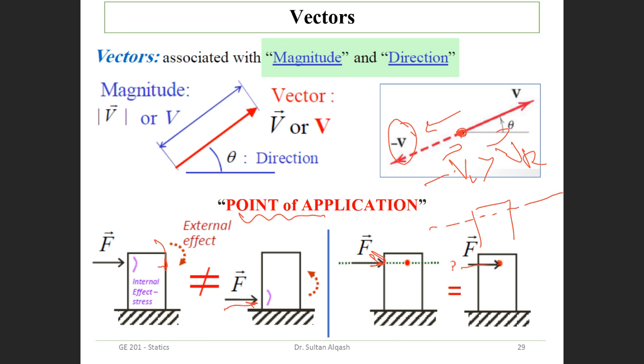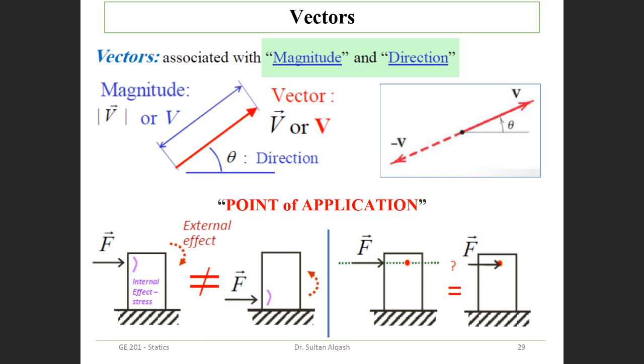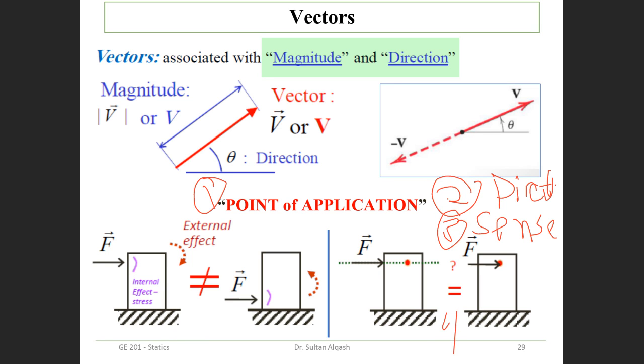For any vector, I need to know the point of application, the direction, the sense, and the magnitude. Let me repeat it again. For any vector, I need four things. The first one is the point of application. The second one is called direction. The third one is called sense. The fourth one is magnitude.